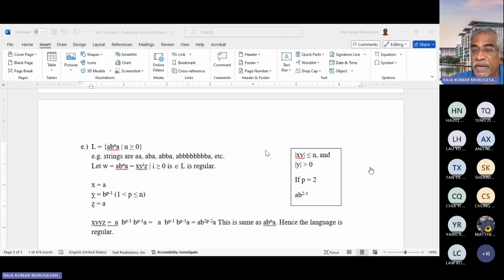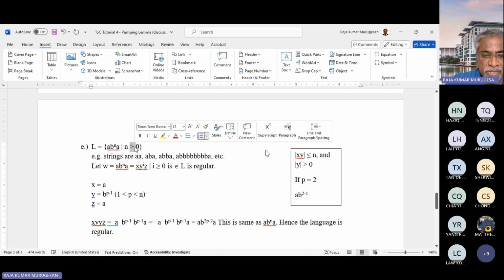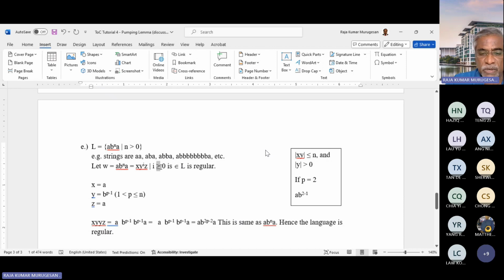I'm answering your question. You put a copy-pasted text in your chat, showing that here I am putting greater than or equal to 0, and here I put greater than 0. So I'm explaining this. When you do this, you can change this to greater than or equal to 0. It does not make any difference. This language is still regular, whether n is greater than or equal to 0 or greater than 0.